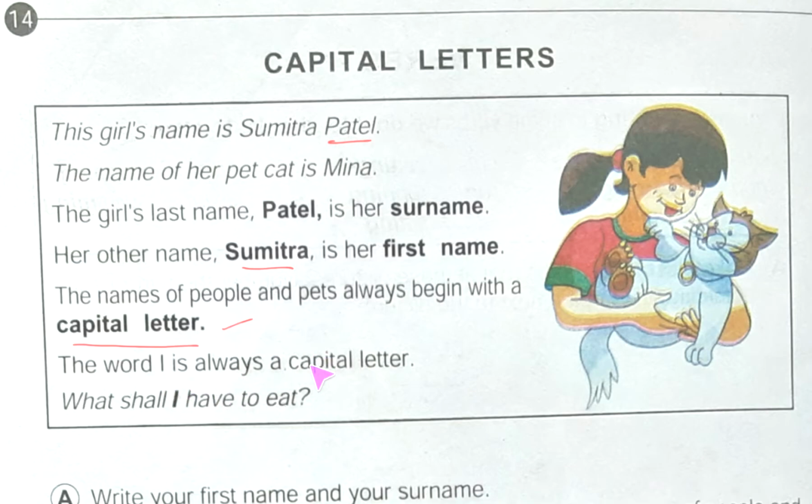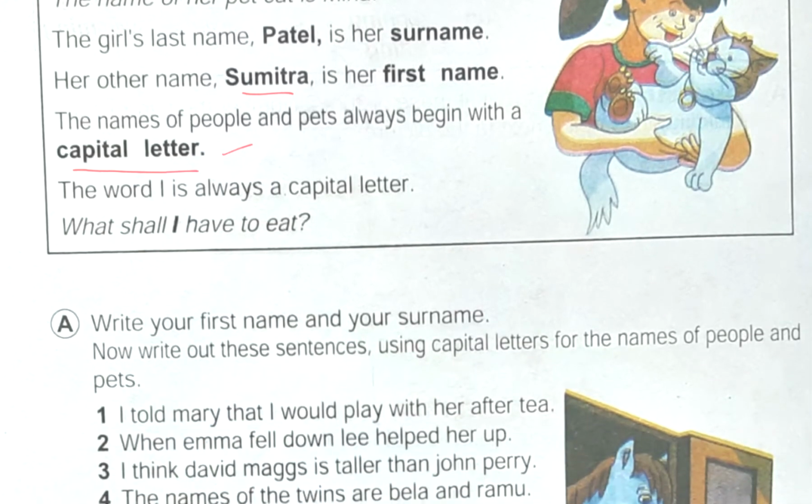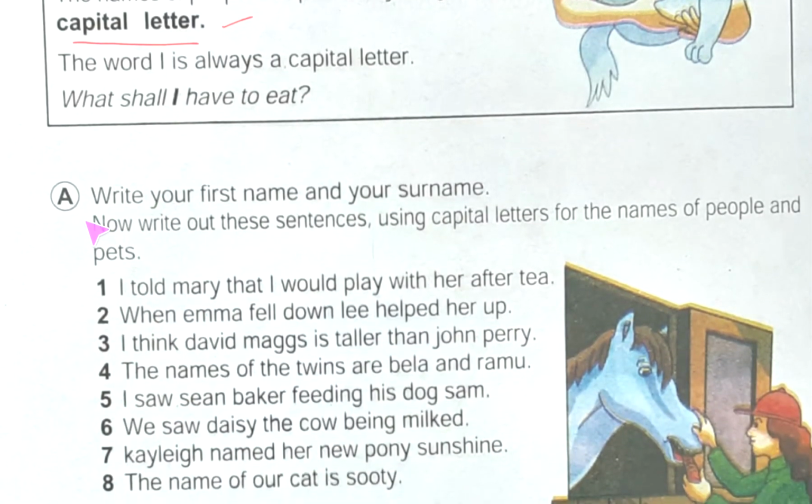Okay. So one exercise is given here. See, let's do it. What is written? A number exercise. Write your first name and your surname. You can write at your home by yourself. Okay. So I can give an example of mine. My first name is Shekhar and my surname is Datta. Okay. So at your home you will write your own.